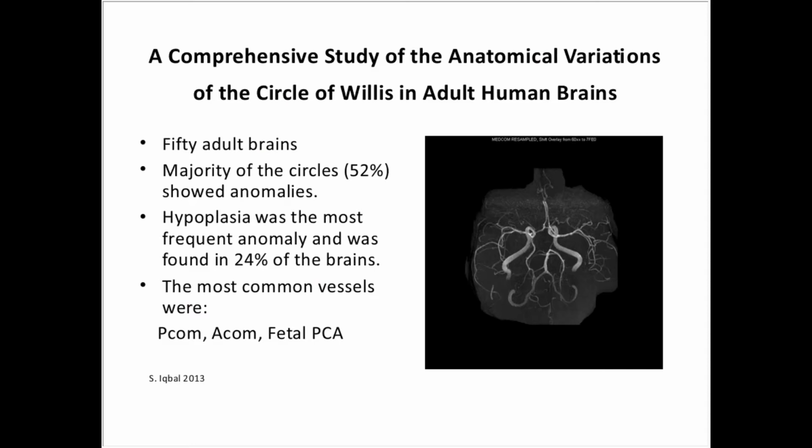Hypoplasia was the most frequent and was found in about 24% of the brains, with the most common being PCOM, ACOM, and fetal PCA. Now, I'll explain to you what fetal PCA means.